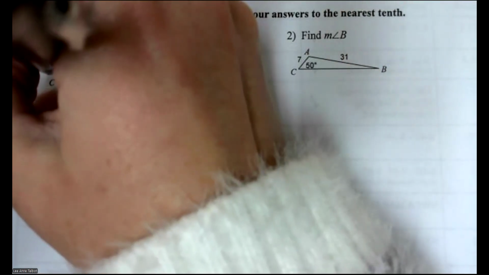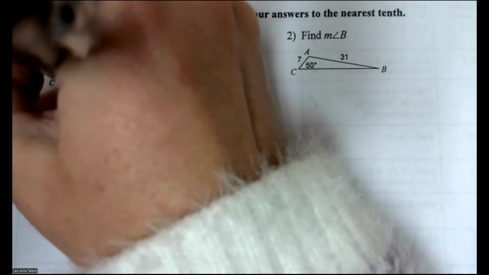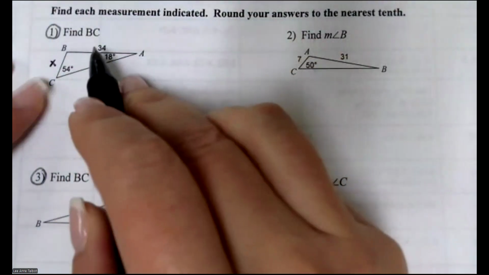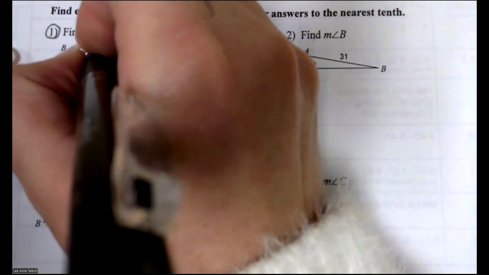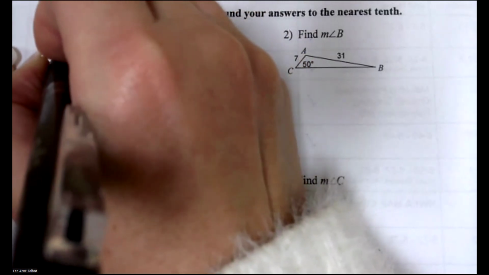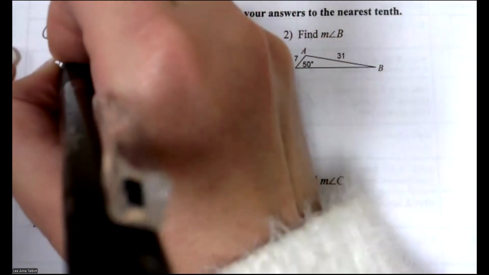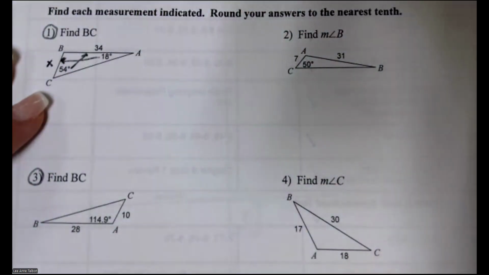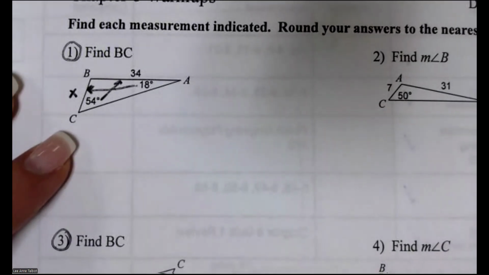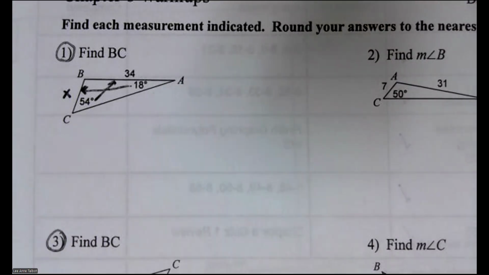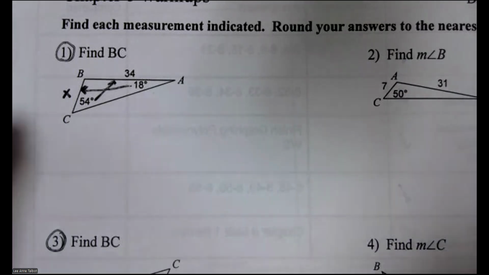And for BC, I'm just going to put a little X over there so that I have a variable to use. I'm going to put my arrows in. So 18 degrees is across from the X. And 54 degrees is across from the 34. So put your little arrows in. Anybody remember what to do? What is it called? Yes? Law of sines. Beautiful. Okay.